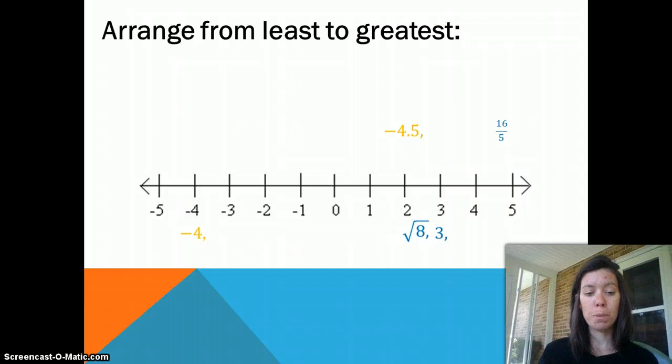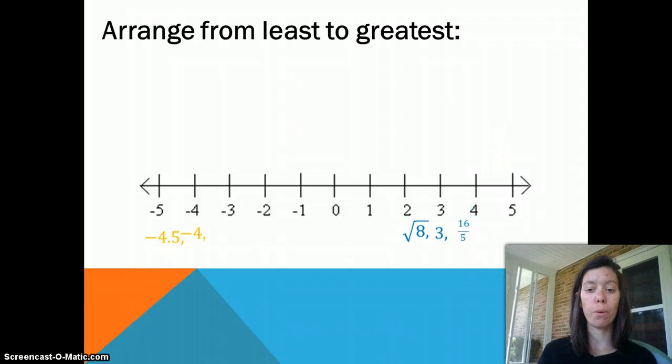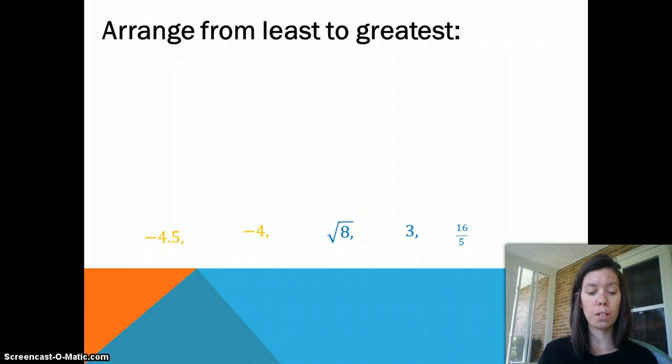-4.5 should be between -4 and -5, about halfway between. And 16/5. How do we figure out where that belongs? Well, 5 goes into 15 3 times. So it goes into 16 a little bit more than 3 times. Somewhere between 3 and 4 is where this belongs. So we can just order those numbers exactly like this.